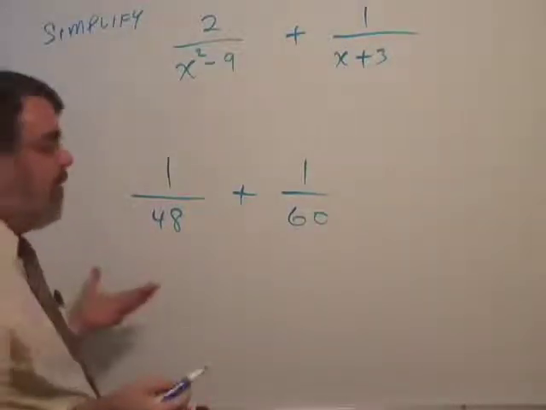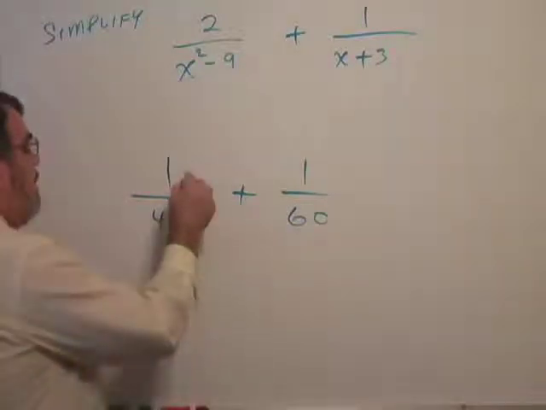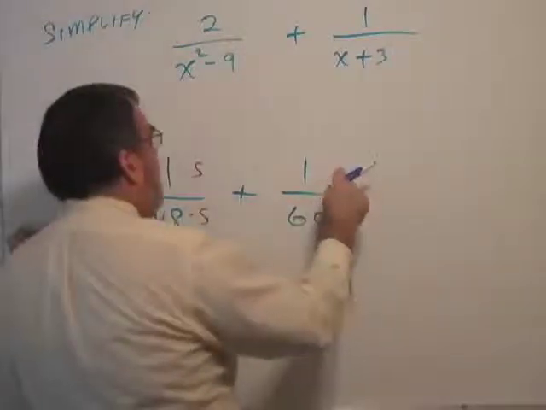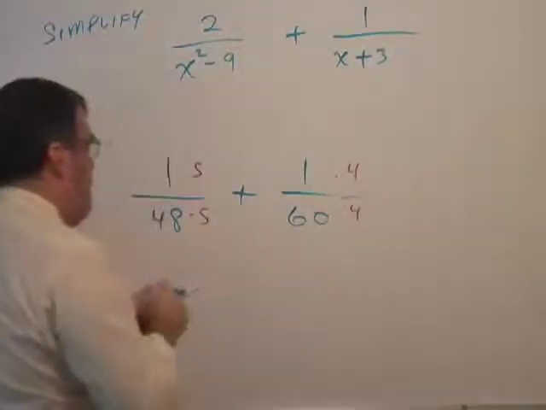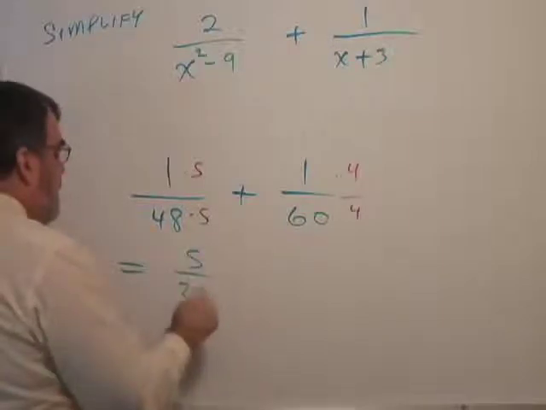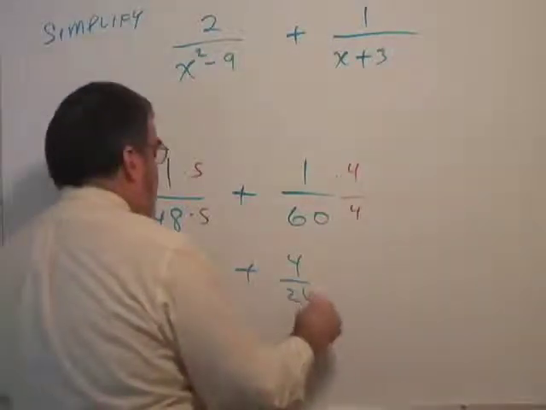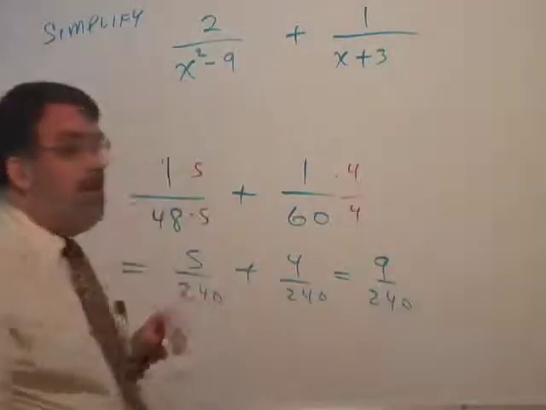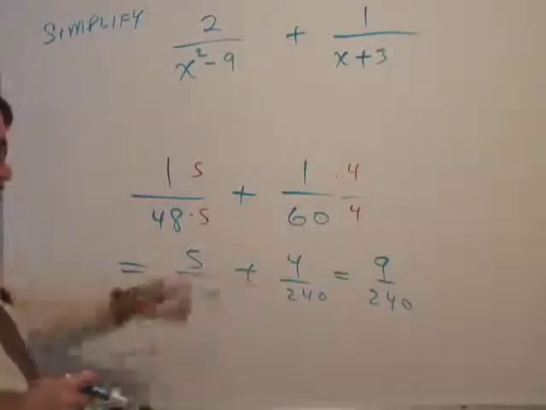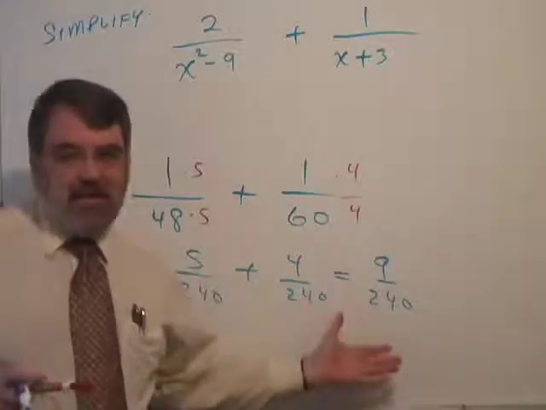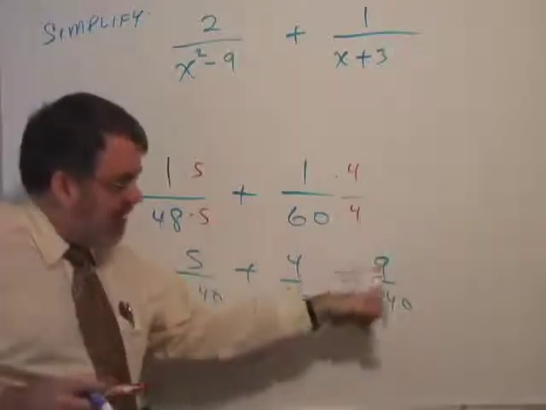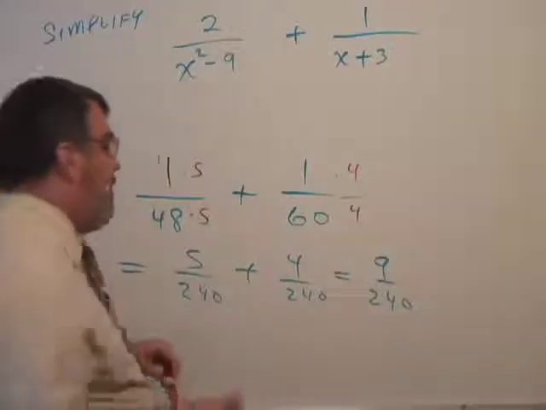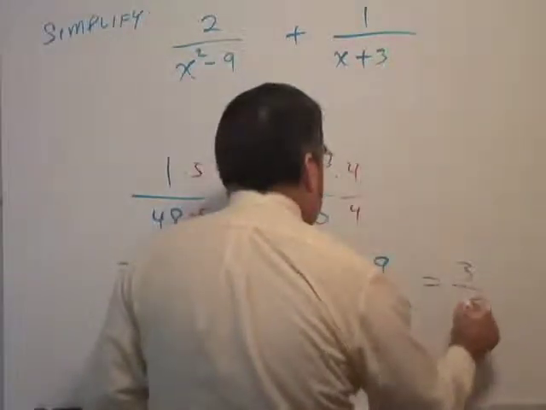And so 240, you could get that by multiplying top and bottom by 5 over here and 4 over there. And then you would end up with 5 over 240 plus 4 over 240. And that ends up being 9 over 240. And guess what? We're not done yet. There's another twist to this problem, which occasionally happens with algebra problems: when you get done, you could still simplify. Because here I see that I can divide everything by 3. So this would be 3 over 80.